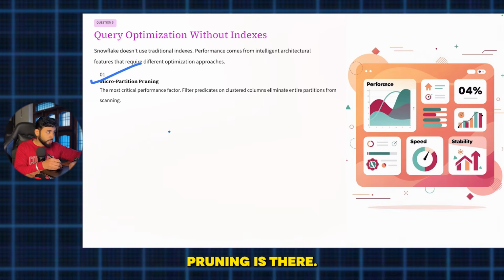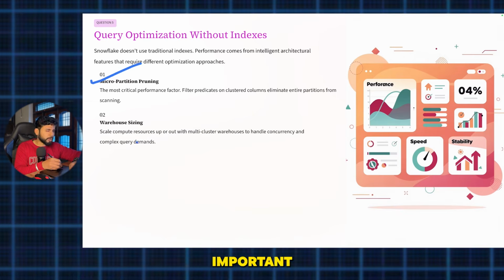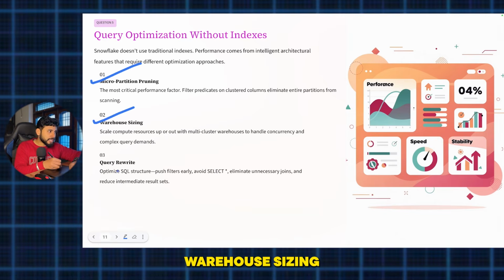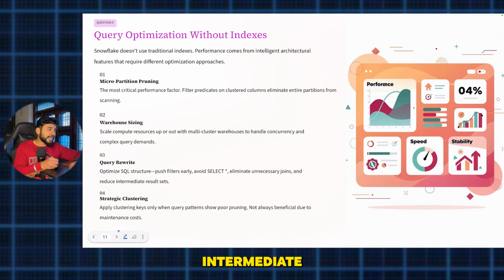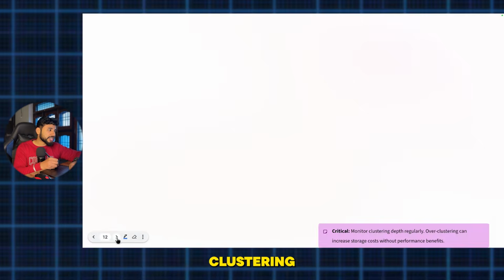Micro partition pruning is there. That is a very important approach. It will divide whatever data you write on the tables; it will be writing it into micro batches. Warehouse sizing you can control. You can control your query rewrite. You should not use select star everywhere. You should filter things with where clause and everything, so that intermediate results are smaller and eventually your query is faster.